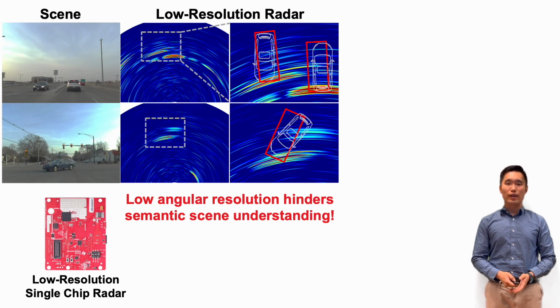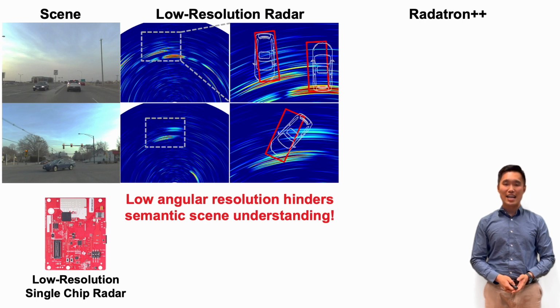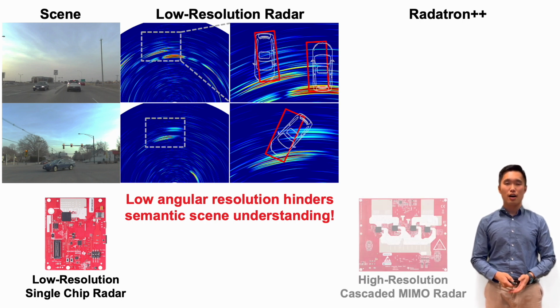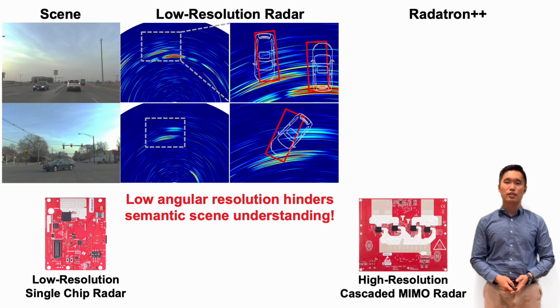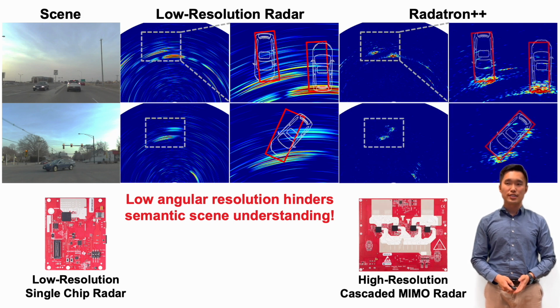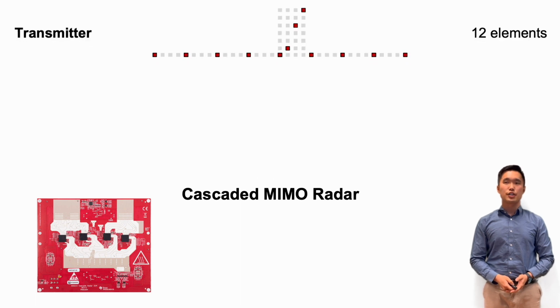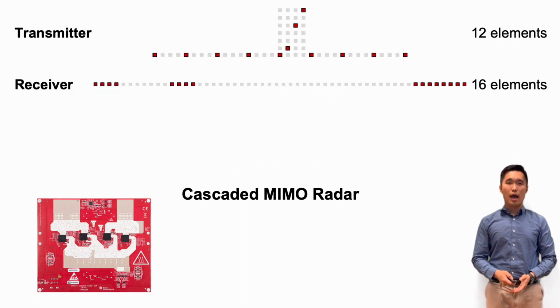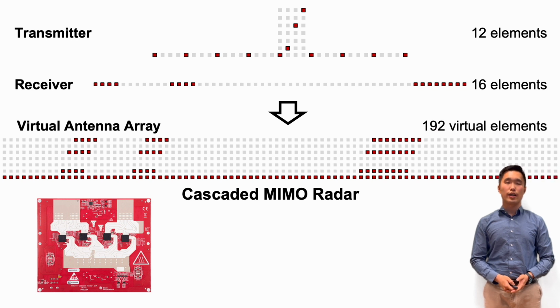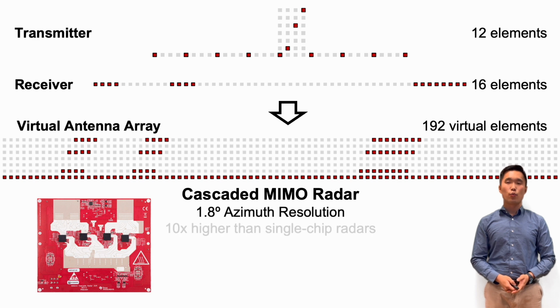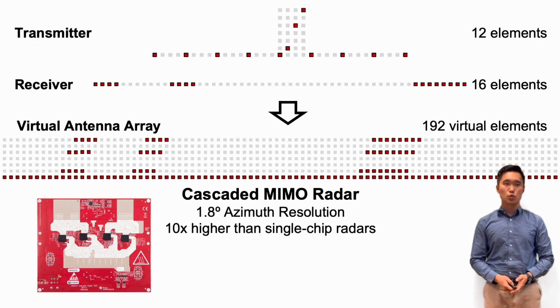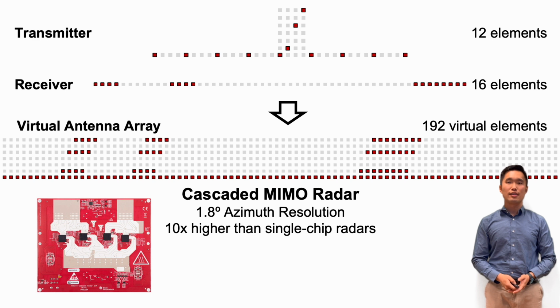In this work, we introduce Radatron Plus, a millimeter wave radar-based object detection system that leverages high-resolution cascaded MIMO radar to accurately detect precise bounding boxes of vehicles. The cascaded MIMO radar we use combines 12 transmitters and 16 receivers to emulate a large virtual antenna array with 192 elements. This provides us with 1.8 degree azimuth resolution, which is 10 times higher than single-chip radars.